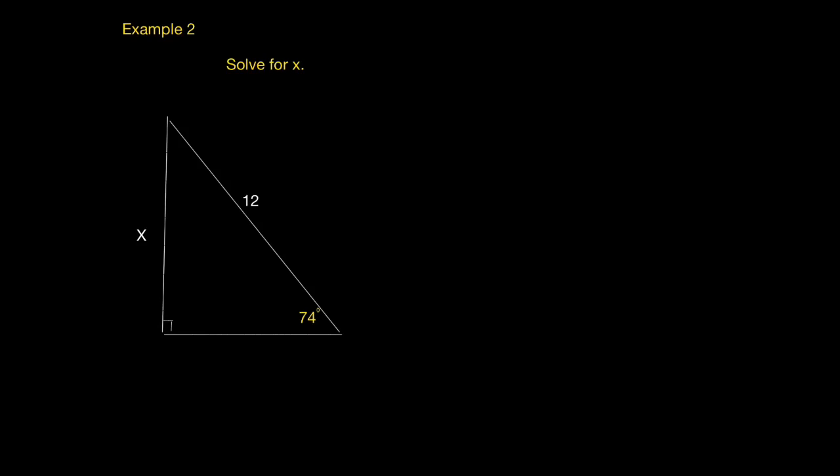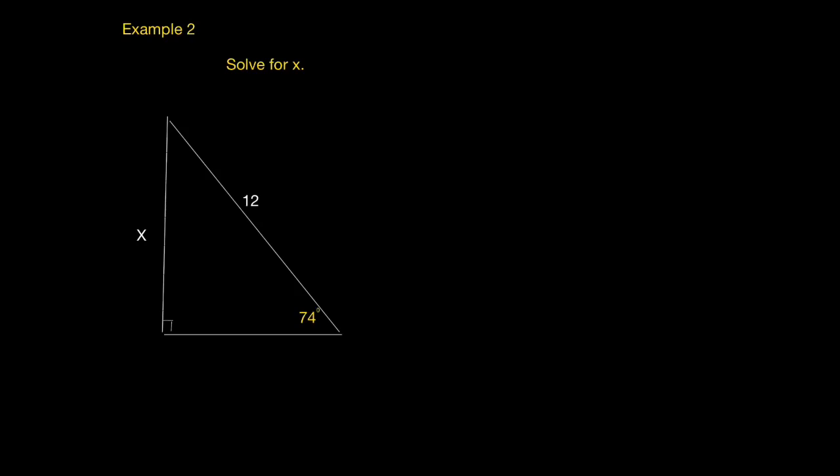Let's use trig functions in order to solve for missing lengths. So here we have to solve for x. In order to do this problem, I'm first going to identify my reference angle, and here we have 74 degrees. Next, I'm going to begin to label my triangle.